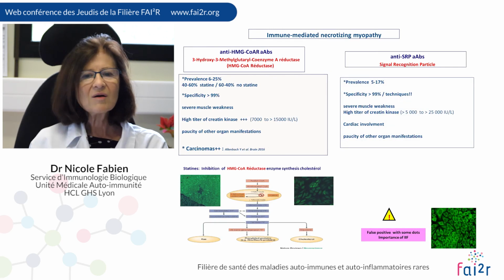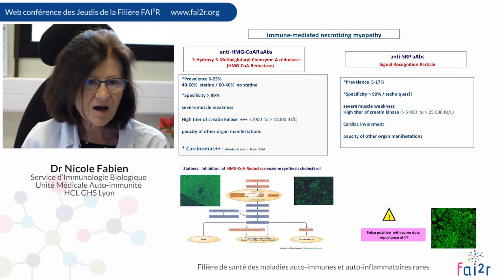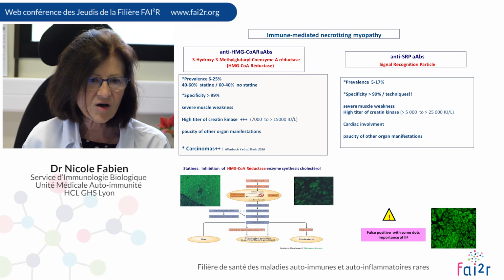For immune-mediated necrotizing myopathy, anti-HMG coenzyme A reductase are very important, and they have very good techniques. Whatever you use for this antibody, we are lucky because the prevalence is up to 25% and the specificity is really high, about 99%. And again, they are associated with carcinoma.